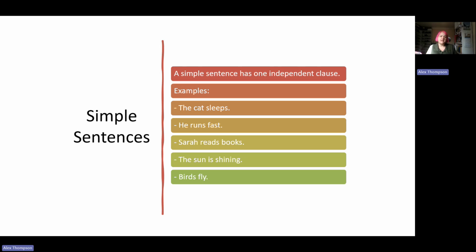So a simple sentence has one independent clause. That means one subject, one verb, a complete thought, one idea, one piece of information that we're passing on. So it can be as simple as the cat sleeps, he runs fast, Sarah reads books. It's one person doing one thing. That's it. After that, things start getting that little bit more complicated.